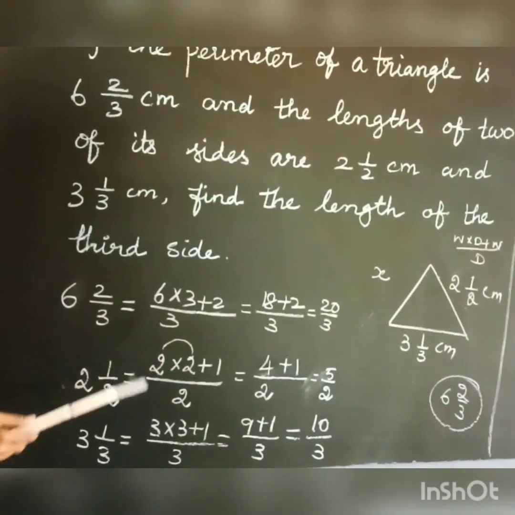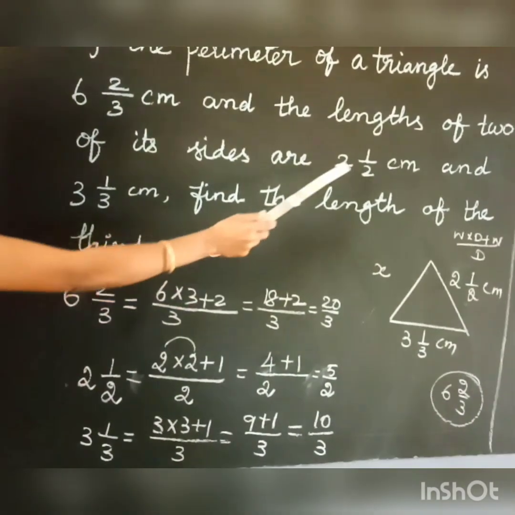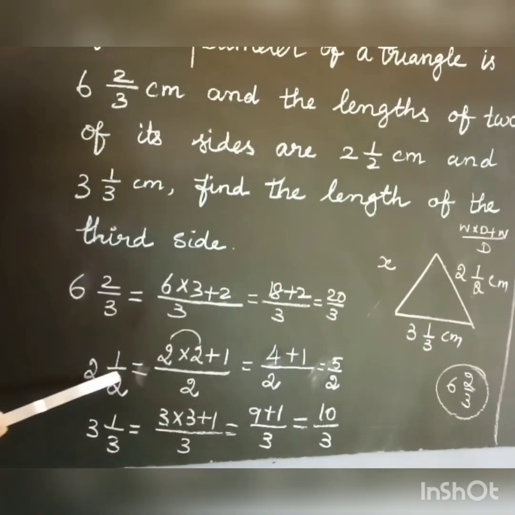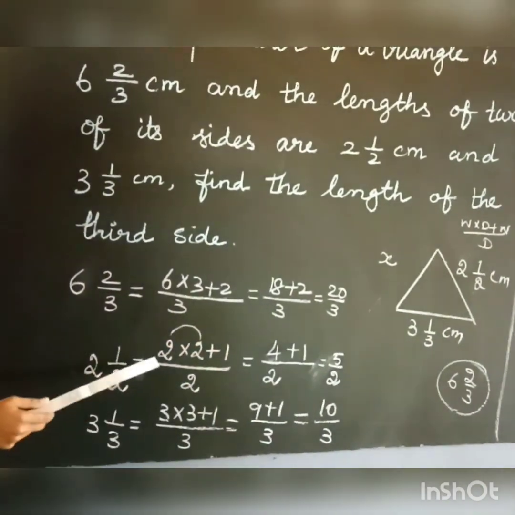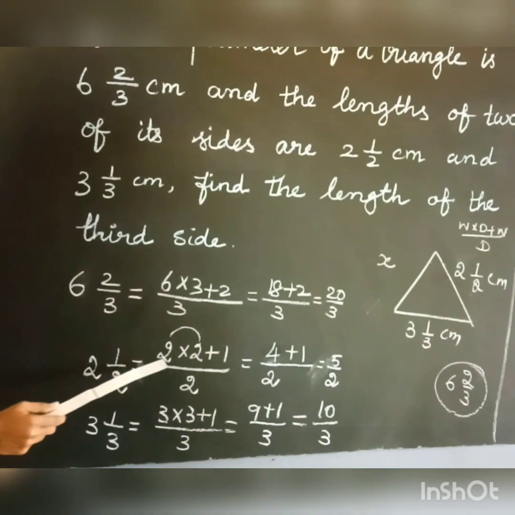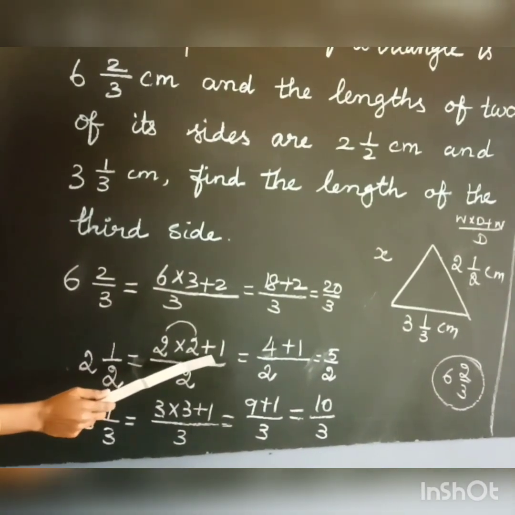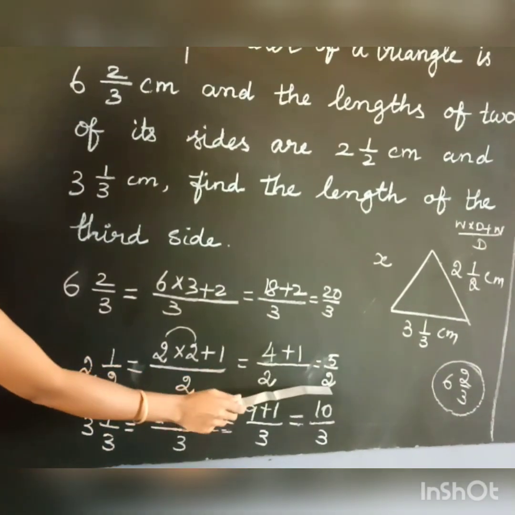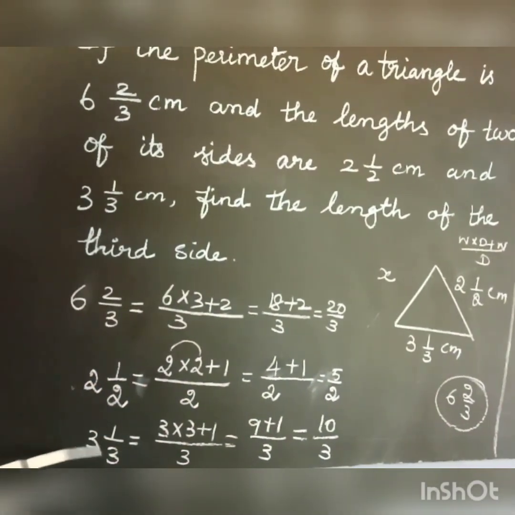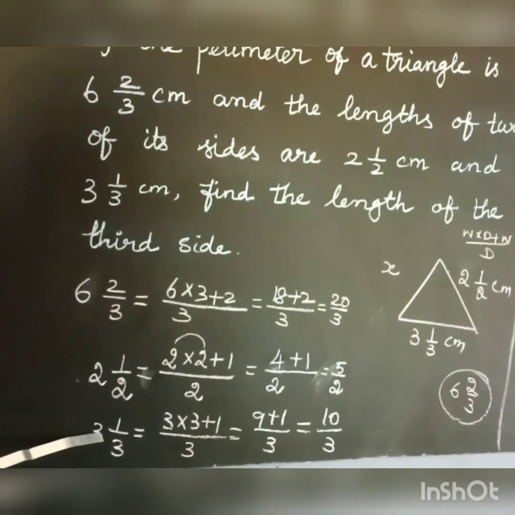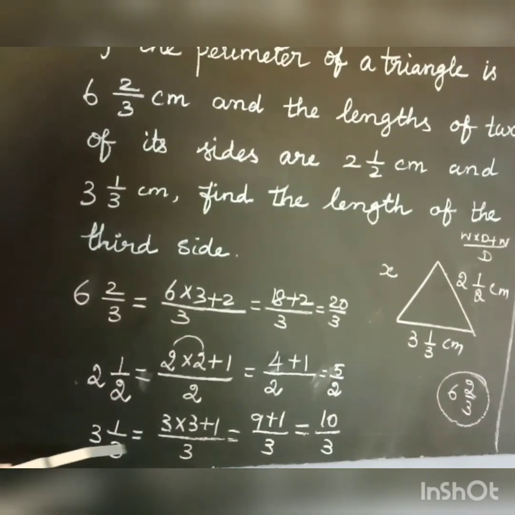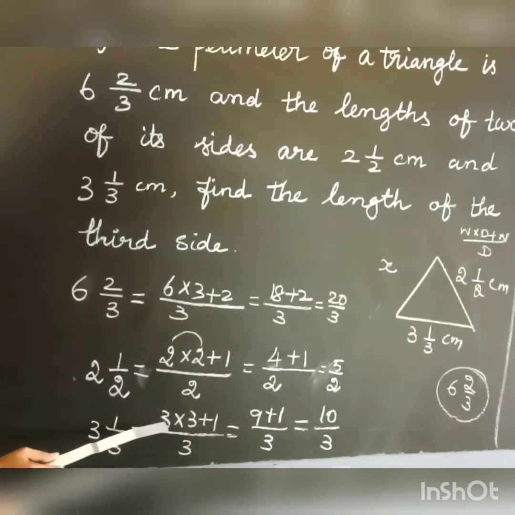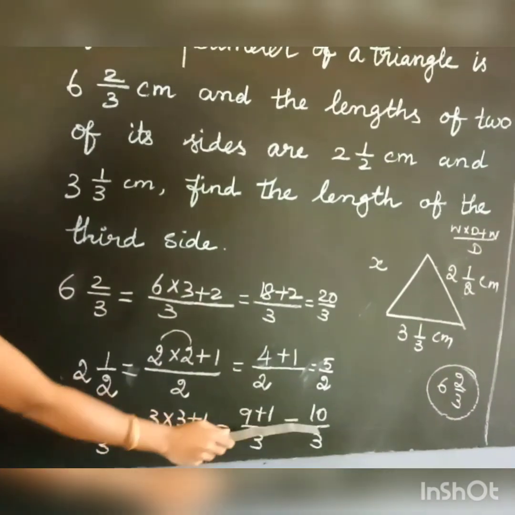Similarly, we have to convert the two sides. What are the sides? 2 1/2 centimeter and 3 1/3 centimeter. We convert them into improper fractions using this formula, whole number into denominator plus numerator, divided by denominator, and get the answer 5 divided by 2. And then the same thing we have to do here also. 3 1/3: whole number into denominator plus numerator, divided by denominator, and 3 3s are 9, 9 plus 1, 10 divided by 3.